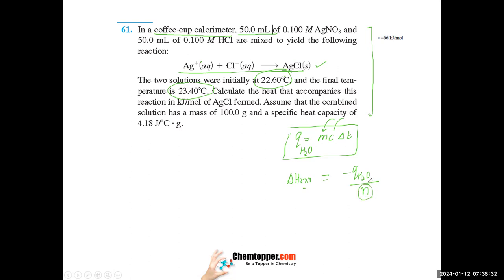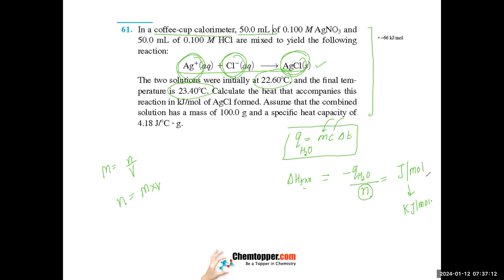n is also there. You can see molarity is moles over volume. So what are moles? Molarity times volume. So you know the moles of Ag+, you know the moles of Cl-, you know the moles of AgCl formed. You can plug in that value. And the unit will be joules per mole, which you can convert to kilojoules per mole. My request to all of you, do this question again. If you are not getting the right answer, then watch the video.